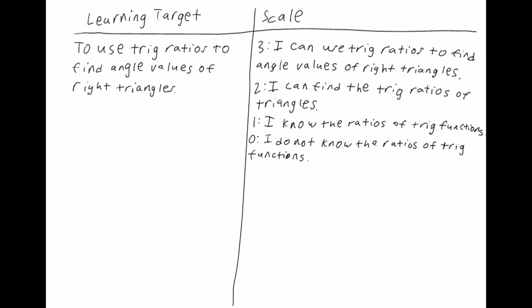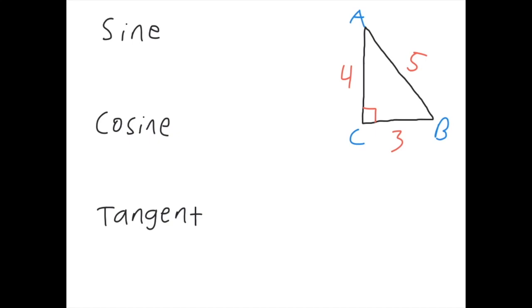Let's get started. Alright, let's start off by explaining what trig ratios are. So there are three well-known, mostly used trig functions. There are others, but the three that are used the most are sine, cosine, and tangent. And each of those have ratios regarding a right triangle. So you can take the sine, cosine, or tangent of any of the acute angles in a right triangle.